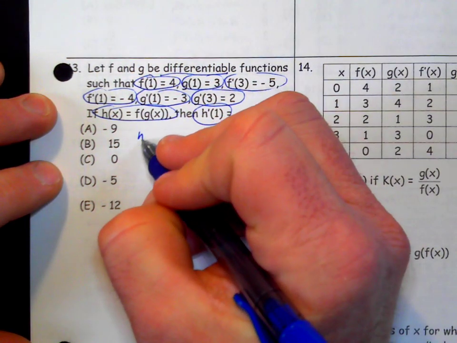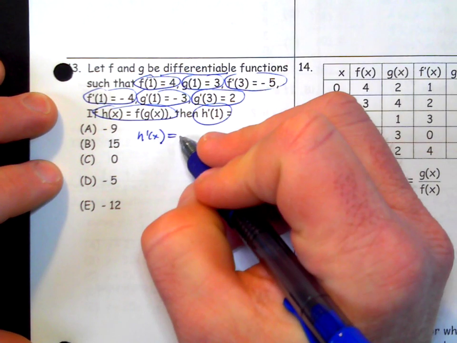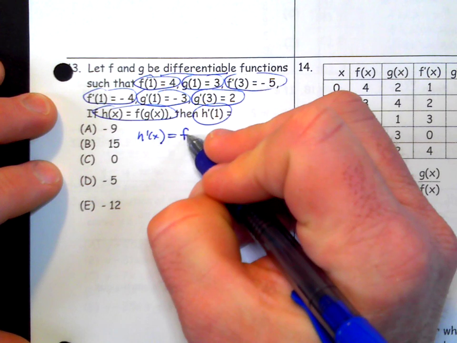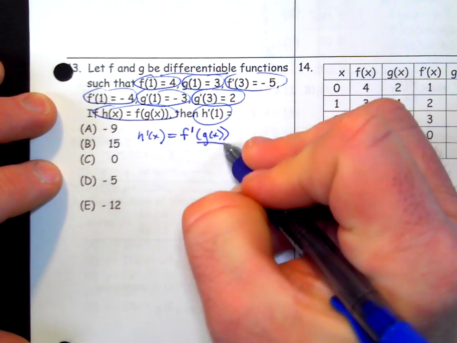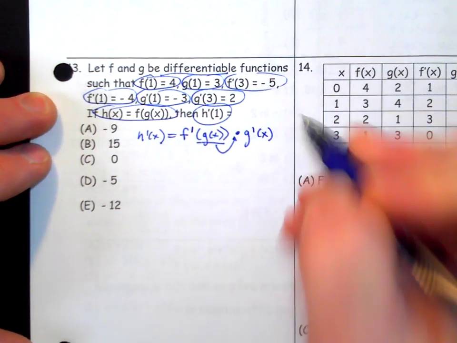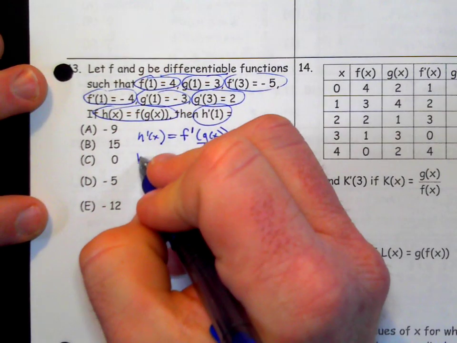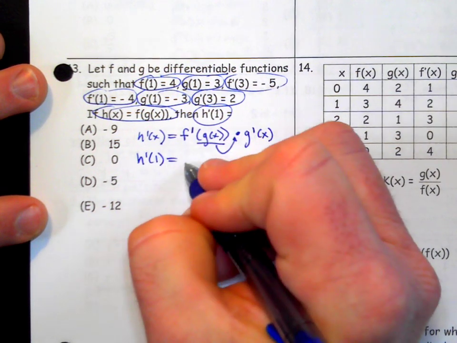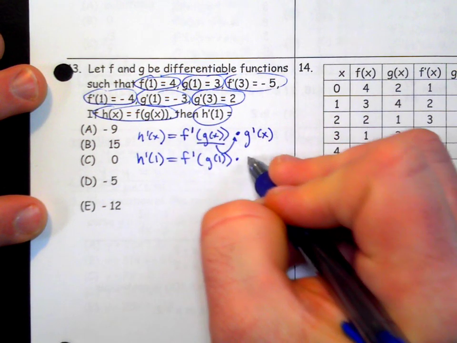Well, the first thing I would do is I'd write an expression for h prime of x. And this is a chain rule problem. This is the derivative of the outer function first, leave the inside the same, times the derivative of what's inside. This is a way for them to test you on the chain rule without having to mix other rules in at the same time. So then h prime of 1 equals, and I'm going to substitute 1 in for all the x's.